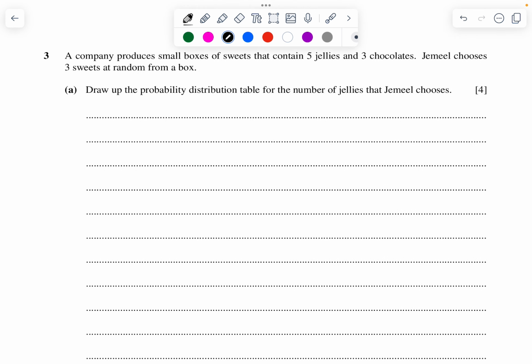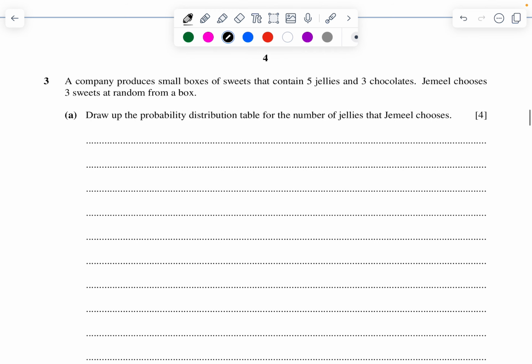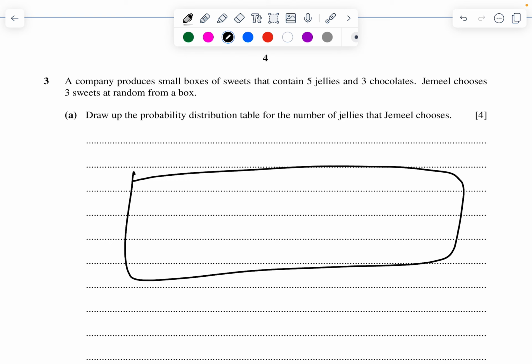Question number 3. A company produces small boxes of sweets that contain 5 jellies and 3 chocolates.